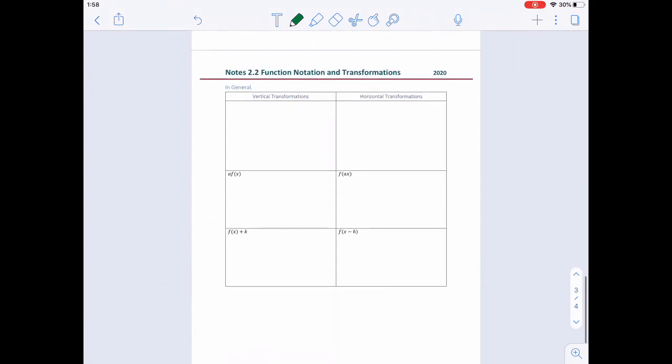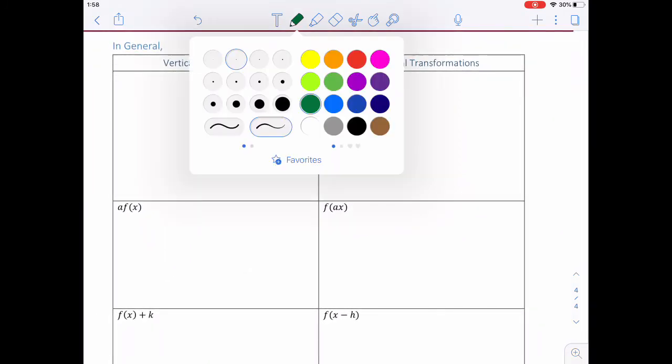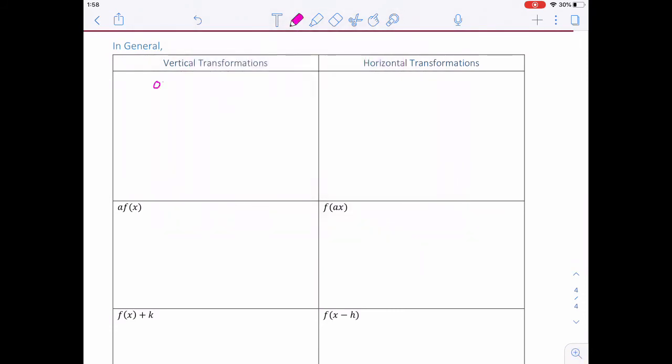So let's sort of talk in general about vertical and horizontal transformations. So vertical transformations happen outside. What we mean by that is that we have an a outside of our f of x, or a plus k outside our function. So we're sort of multiplying the whole function by something, or we are adding something to the whole function. Our horizontal transformations happen on the inside of those parentheses, so we're looking for things inside. So we have f of x minus h on the inside.